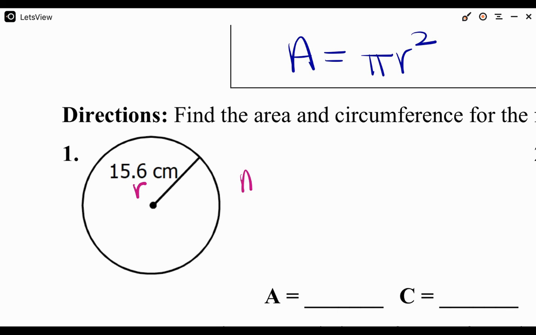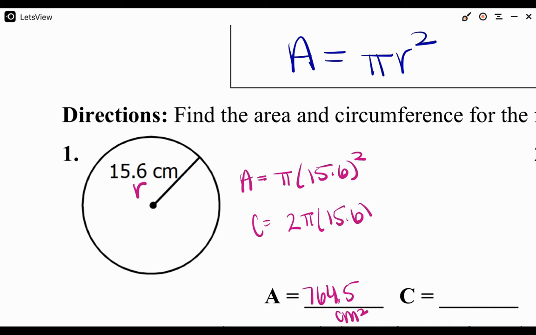So number one, we are given our radius. So for area, we have that equal to pi 15.6 squared. So that's 764.5 centimeters squared. Your circumference is just 2 pi times your radius. Plug that in your calculator and you get 98 centimeters. Make sure we're using our units.